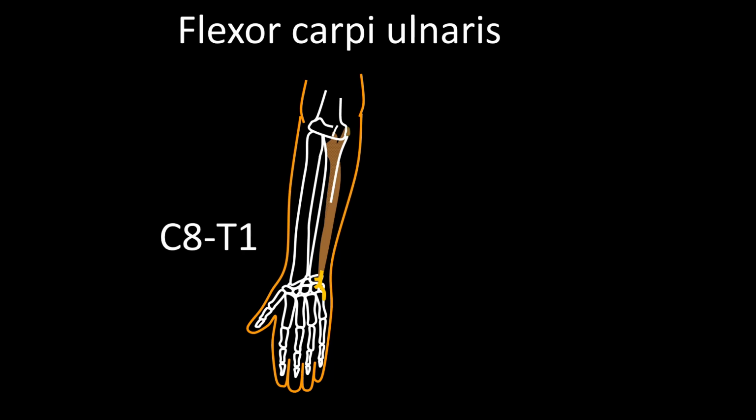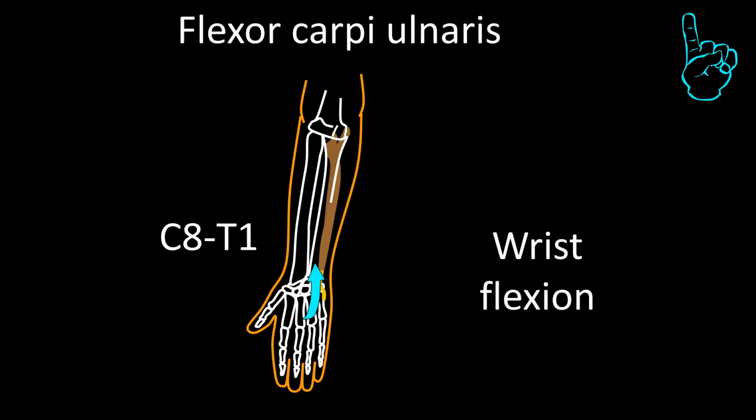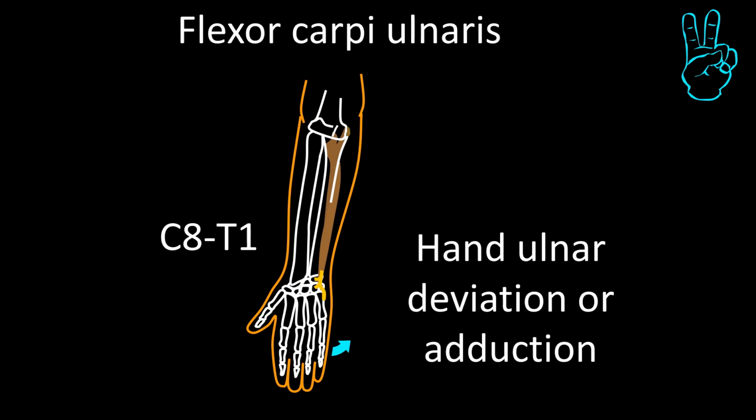The flexor carpi ulnaris is innervated by C8 and T1 spinal cord segments. The flexor carpi ulnaris has two actions. The first action is wrist flexion. The second action is hand ulnar deviation or wrist adduction.